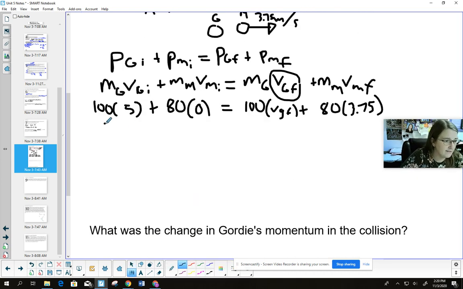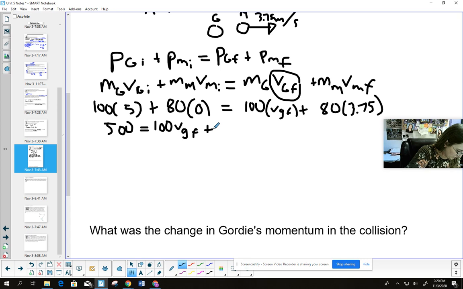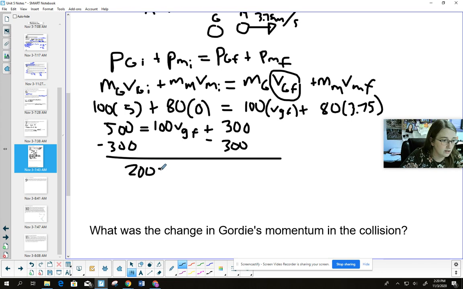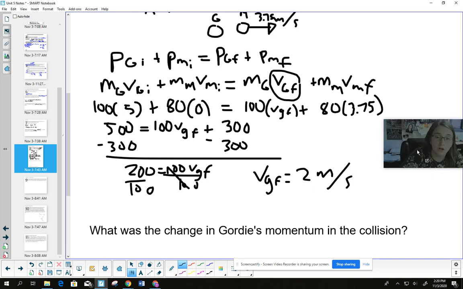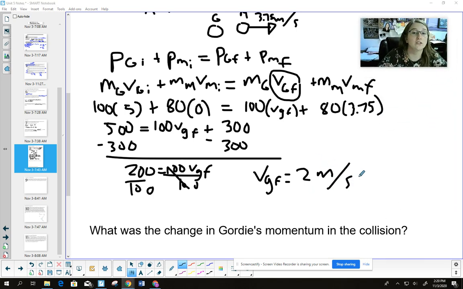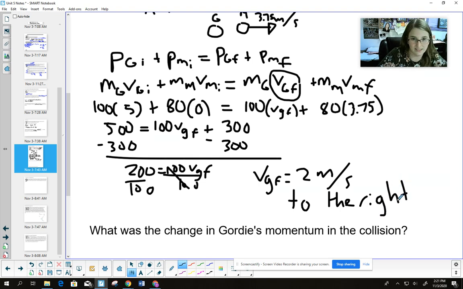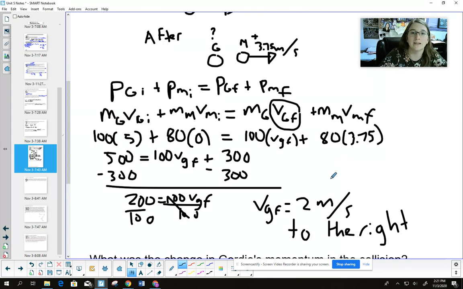Okay, so let's simplify this. We got 500. 80 times 0 is gone. We have 100 times Gordy's final speed plus 80 times 3.75. So 80 times 3.75 is 300. Then we just have to solve, so minus 300. We get 200 equals 100 times VGF. Dividing by 100, we get that Gordy's final velocity is a positive 2 meters per second. Because this is positive, is he traveling to the right or the left? He is traveling to the right, because we initially said that right is positive. If the math had come out negative, our answer would be to the left.